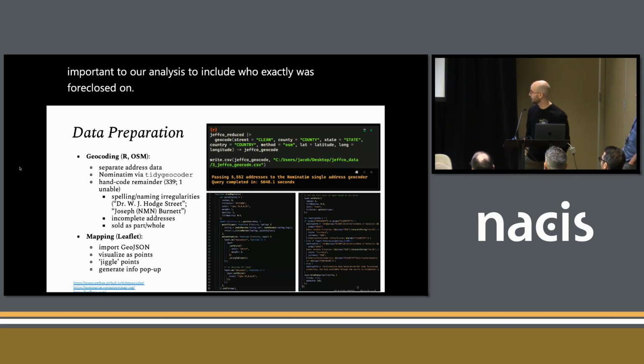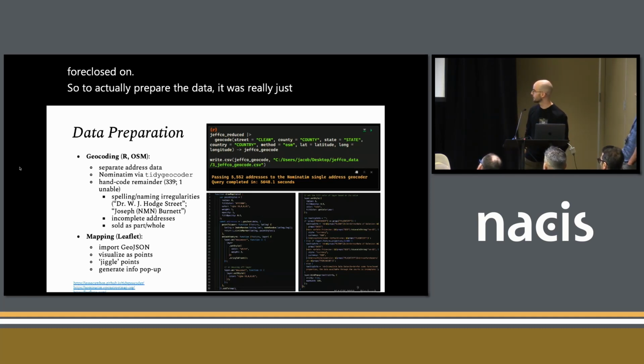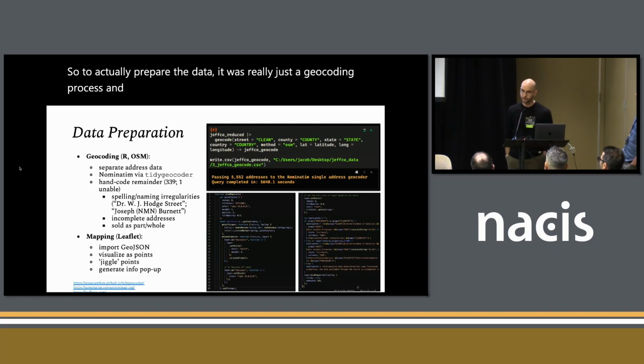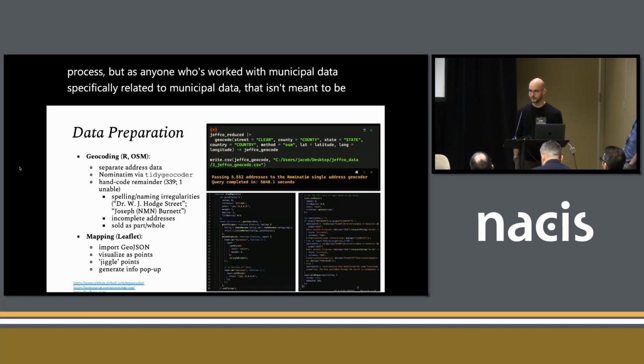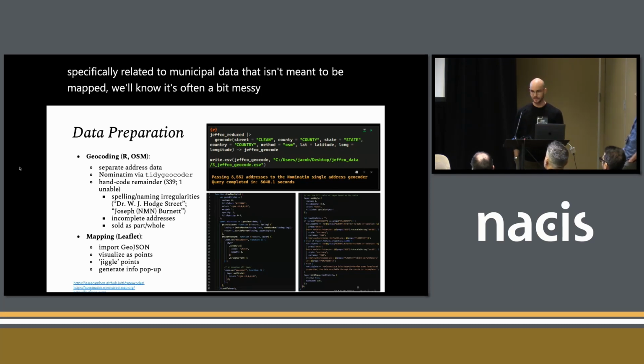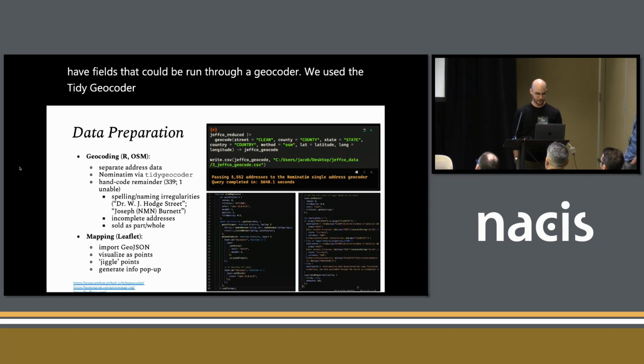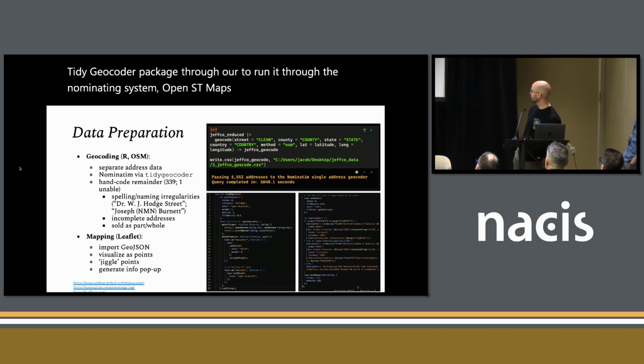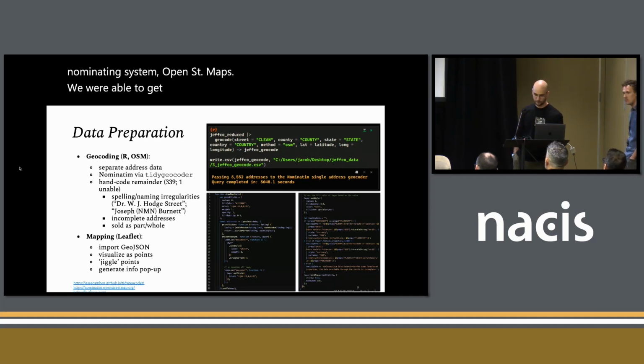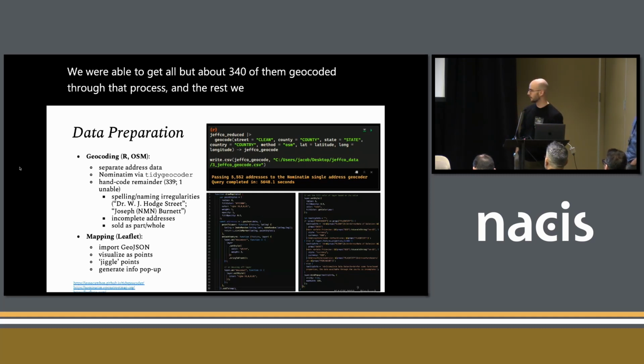So to actually prepare the data, it was really just a geocoding process. But as anyone who's worked with municipal data that isn't meant to be mapped will know, it's often a bit messy. So we had to spend some time separating and cleaning it up, making sure that we have fields that could be run through a geocoder. We used the tidygeocoder package through R to run it through the Nominatim system, OpenStreetMap. And we were able to get all but about 340 of them geocoded through that process. The rest we did by hand, checking through OpenStreetMap and Google Maps.